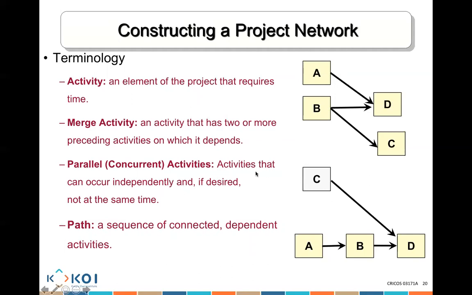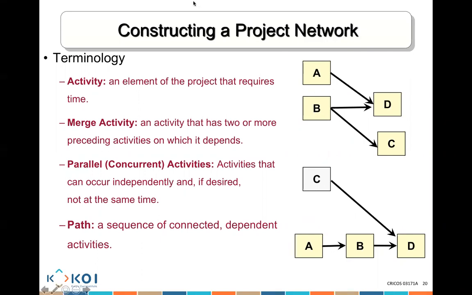Parallel activities: activities that can occur independently, and if we have the people, we can do those at the same time. Give me an example. Well, activity A and B could start at the same time if we have enough resources, but that doesn't mean we can't do A first and then B after. They could start at the same time because they are parallel activities. Activity C and A could also start at the same time because they are parallel activities.